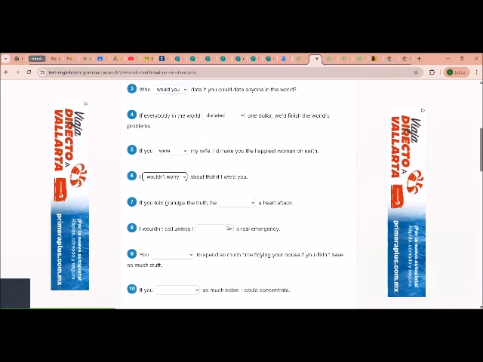Monse Gomez. Number 7. If you told Grandpa the truth, he would. You don't have would, but you have another option. Might. One more time. If you told Grandpa the truth, he might have a heart attack. Good. We can use would, might, and could. Those are our 3 options. Number 8.